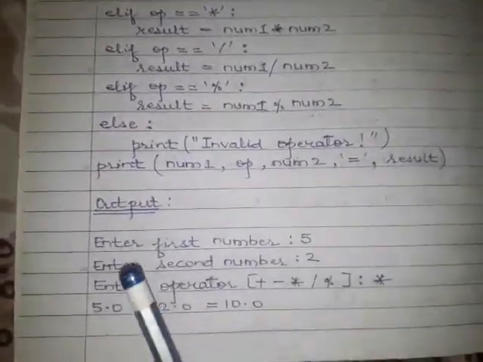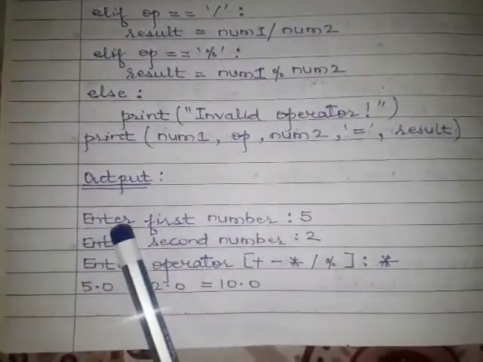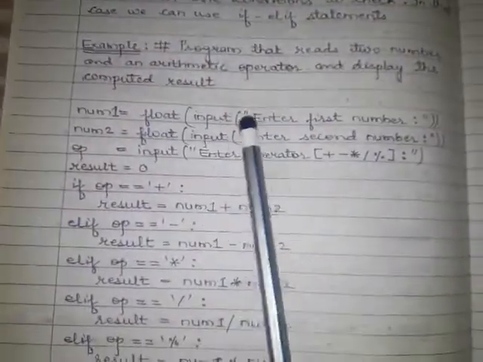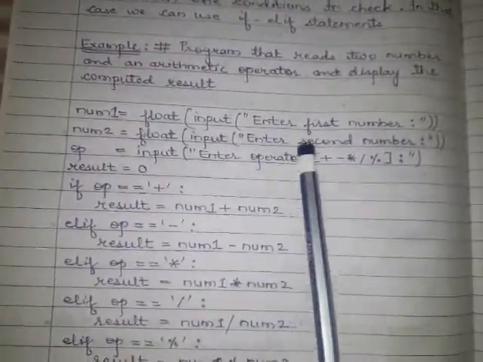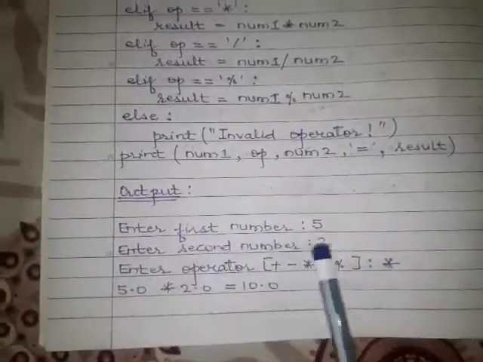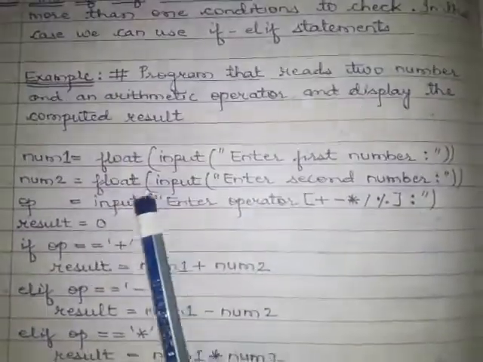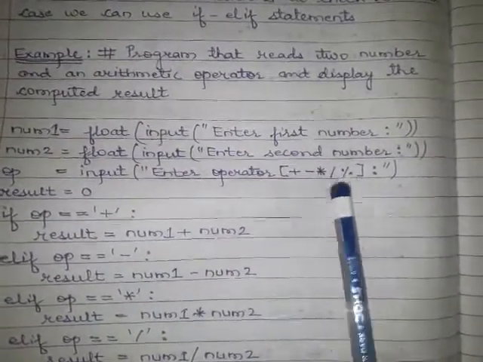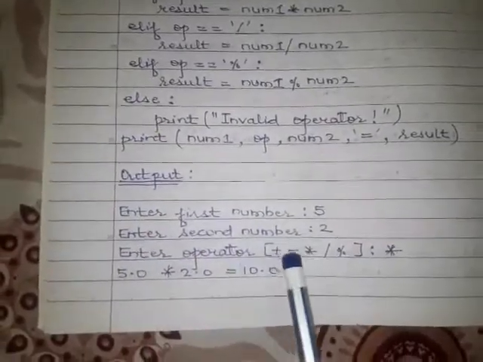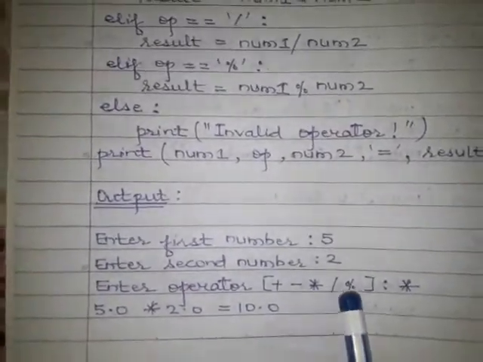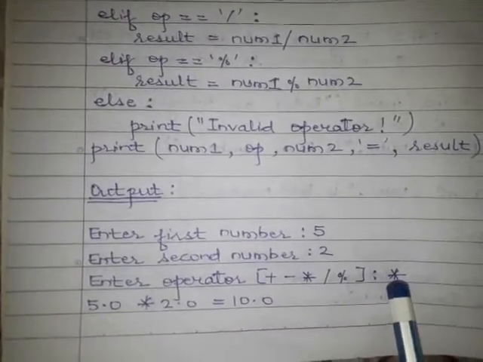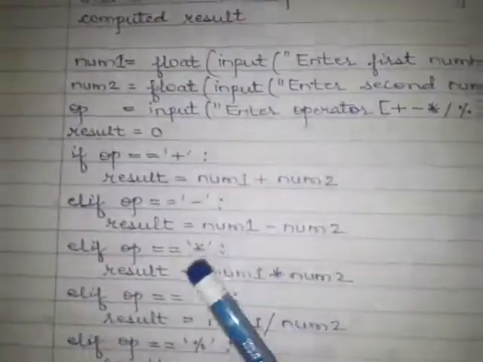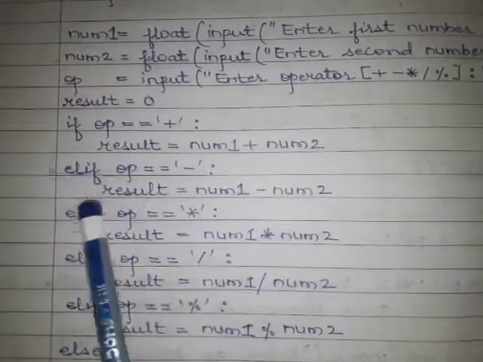Let us see with the help of an example. Enter first number. Suppose I have given value 5. Then this statement executes. Enter second number. We have given 2. Then this third statement is executed. Enter operator: plus, minus, multiply, divide, modulus. I have given multiply. So multiply here is this case.